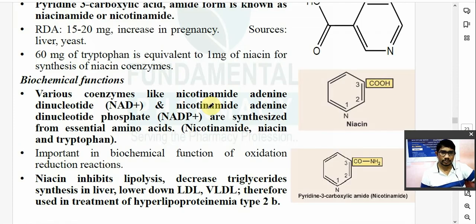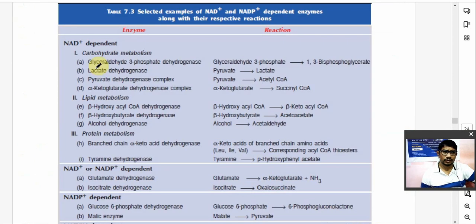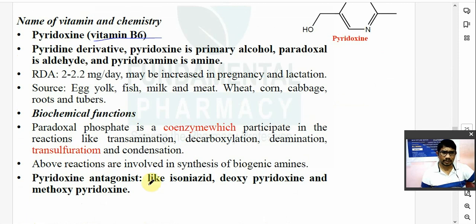A question has already come on that. We have seen the nicotinic acid or niacin, vitamin B3. After that, we have seen the different cofactors which are derived from nicotinic acid. After that, we have seen pyridoxine, which is vitamin B6. We have seen the cofactors of pyridoxine also.